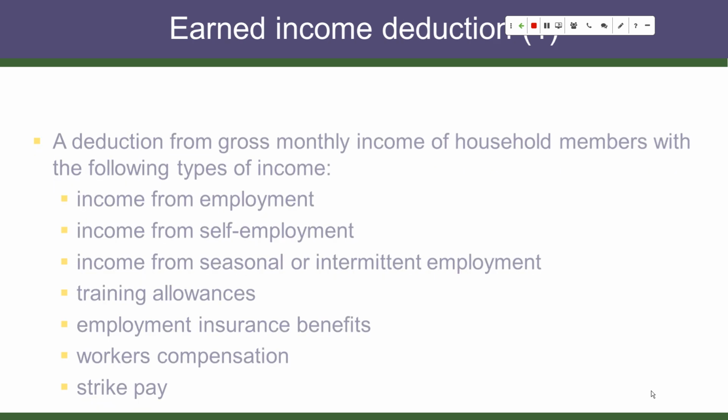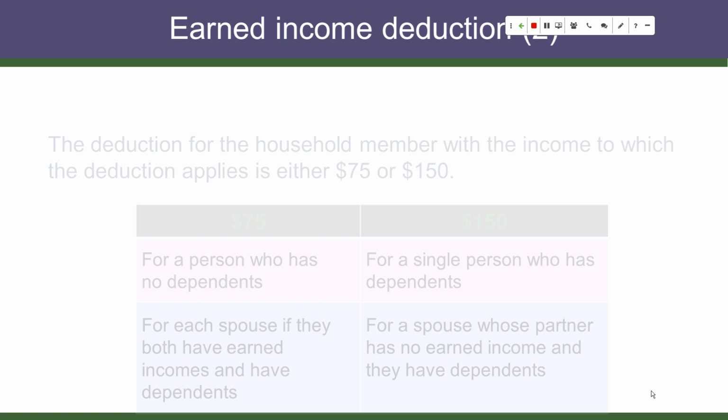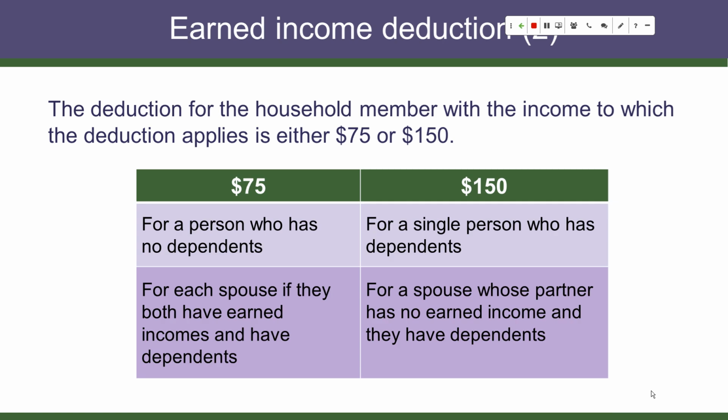When we look at any income that can have the employment exemption, you would have, of course, self-employment, employment, even if it's seasonal, training allowances, employment insurance benefits, workers' compensation, and strike pay. The deduction is either a $75 deduction or $150, depending on the household configuration. A $75 exemption would be for a person who has no dependents, or $75 for each spouse if they both have earned income.